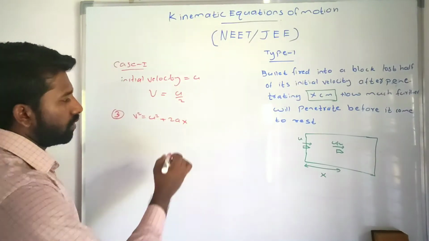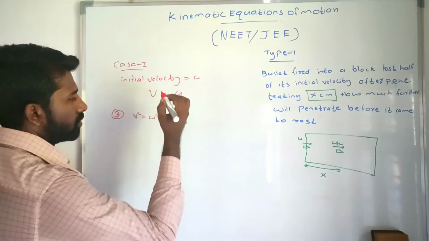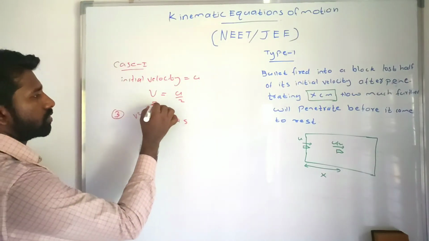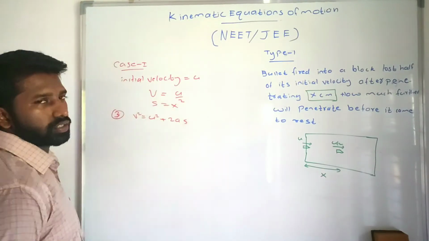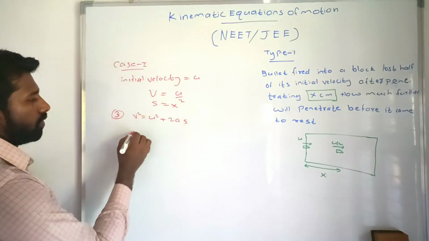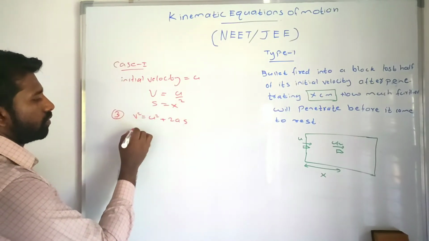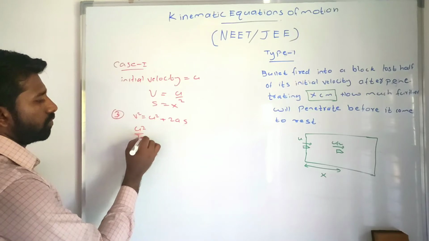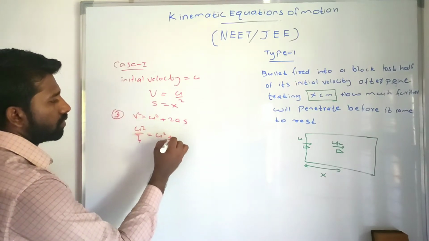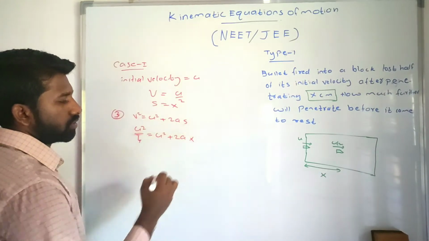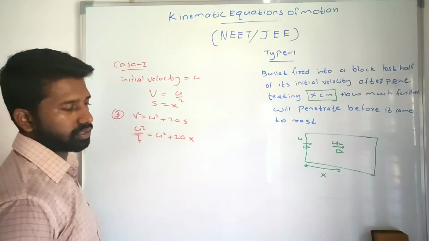2ax. Here, what about s? s is equal to x centimeter, the distance x. So what about the v value? That is u by 2, so we will get u square by 4. Here we get u square plus 2ax, because the displacement is x.